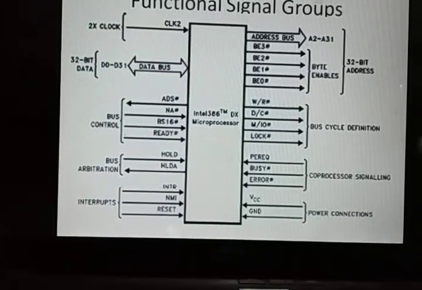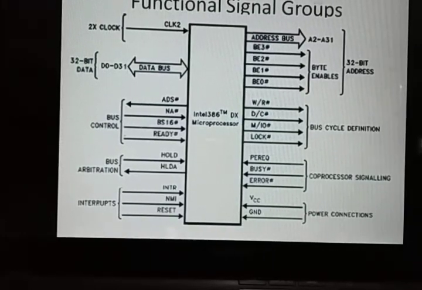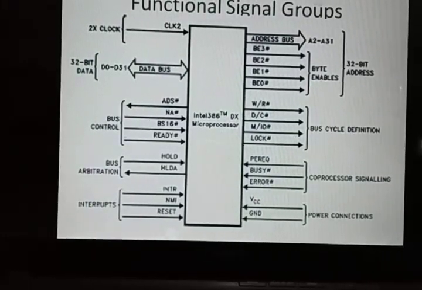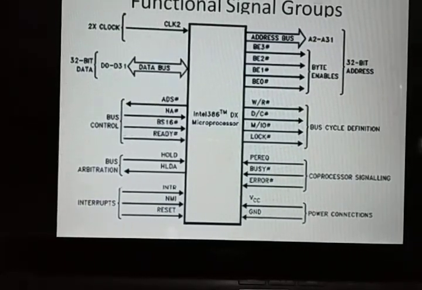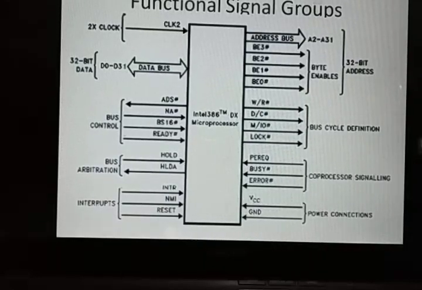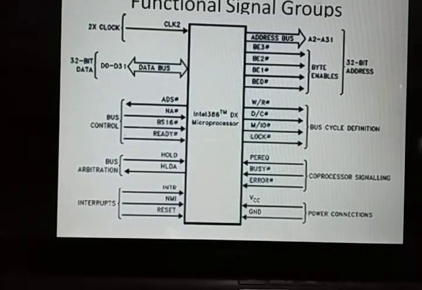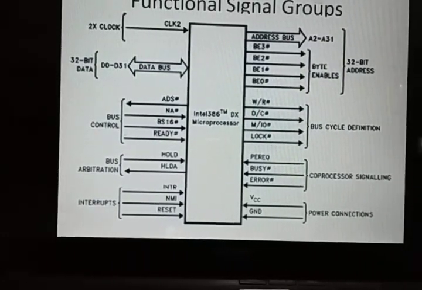So we can transfer 8-bit data at a time, 16-bit data at a time, or 32-bit data at a time. For this we are using address lines A0 and A1, to select how many lines are used for transferring the data.